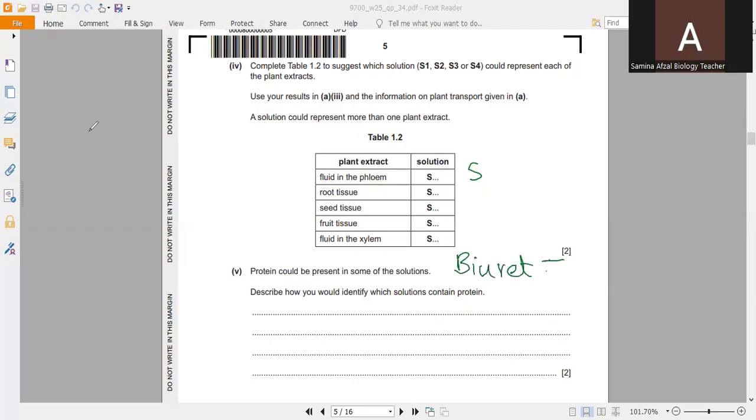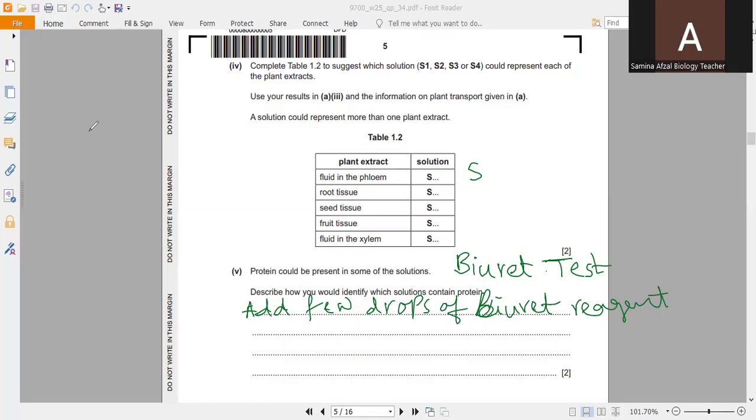Biuret test. So for this biuret test, we will add a few drops of biuret reagent. And biuret reagent is made up of dilute sodium hydroxide solution and dilute copper sulfate solution.